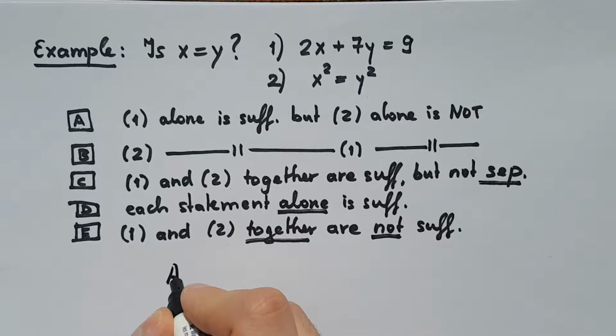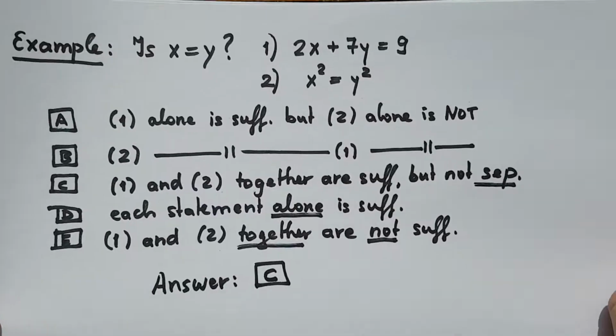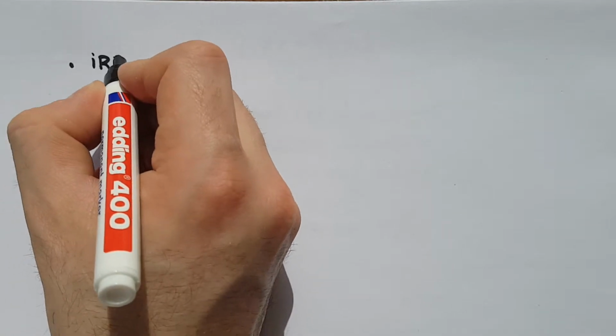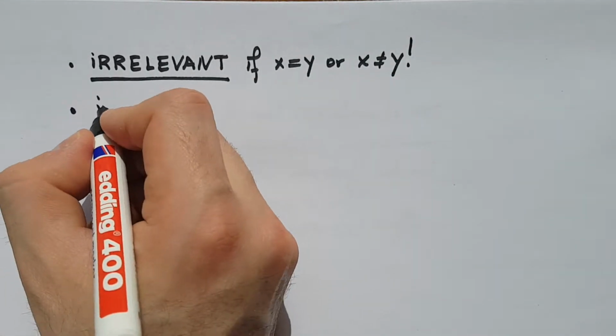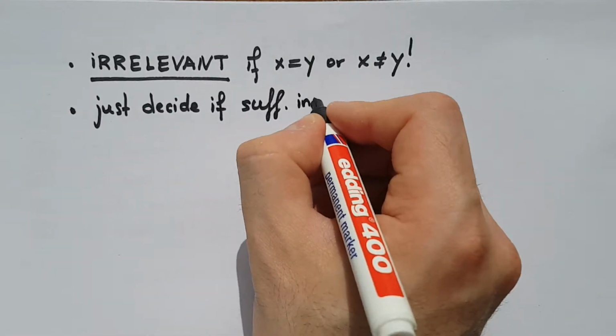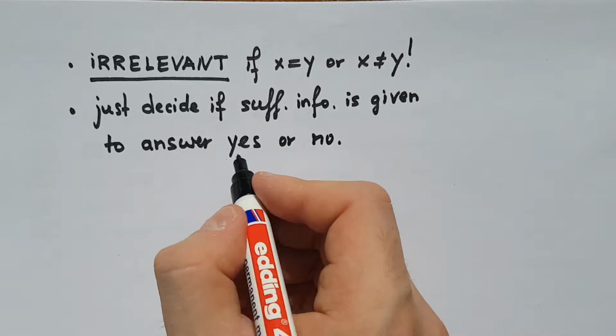By the way, the correct answer in this case is C. You need both equations, and you will learn during the course why. Let me emphasize, it is irrelevant if x equals y or not. You just need to decide if you have sufficient information available to answer yes or no.